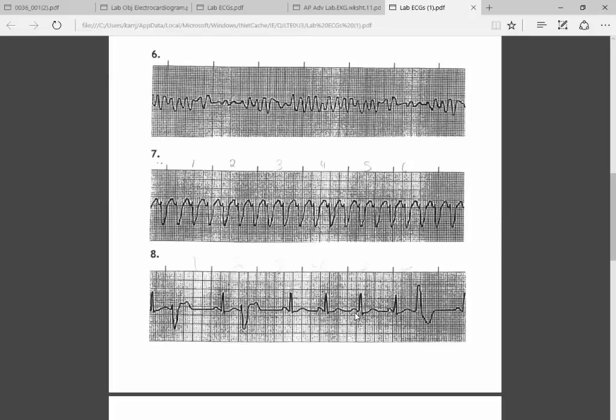So you've got PVCs. And if I look at the PVCs, are they unifocal or multifocal? Multifocal, yeah, because this one looks a lot different than these two, doesn't it? Sinus arrhythmia, yep, with multifocal PVCs. Same thing. PVC, sorry, that means premature ventricular contraction. Okay. Yeah, yep.